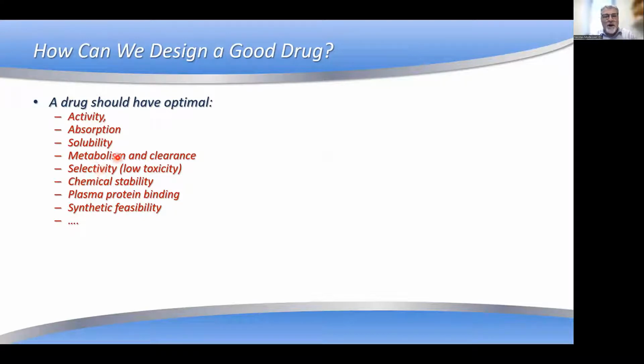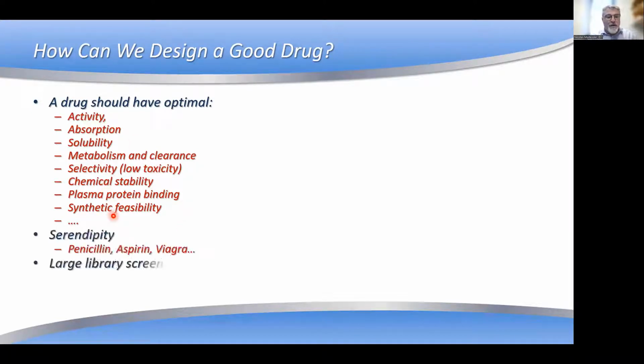And then you have a lot more. It's going to be metabolized in your liver. It has to be selective. It has to be chemically stable. You know, you're going to store it on your shelves in your bathroom, so it should still be there months later. It should not be binding too much to protein in your plasma. It should be synthetically feasible, so you need to be able to make it at the ton scale, and so on and so forth.